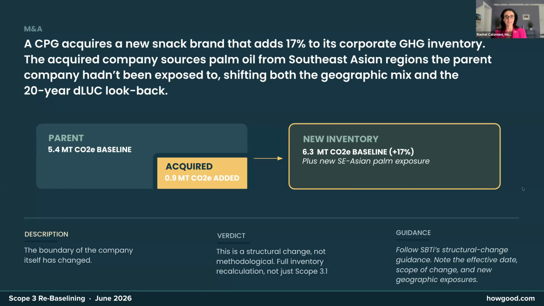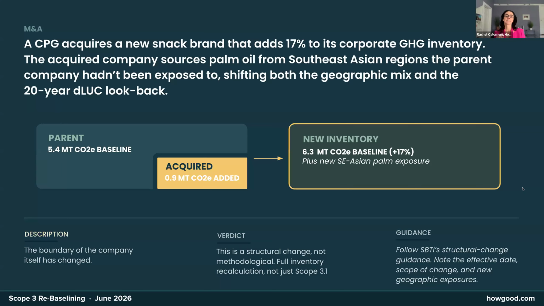I'm starting here because this is actually the easy one to classify, even though operationally the work is hard. The company itself is changed and the boundary moved. This is a structural event, not a methodology one. SBTi has given clean guidance on it. Full inventory recalculation, not just scope 3.1. Restate the base year, note the effective date.